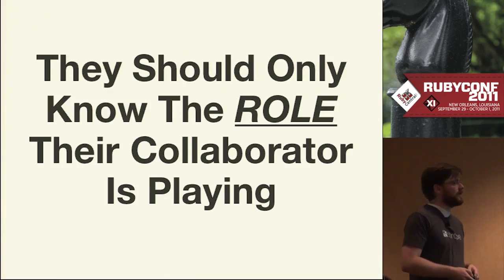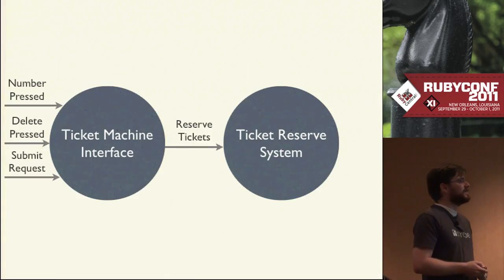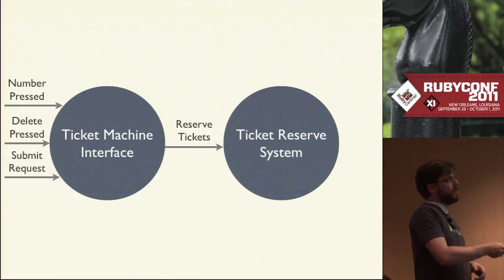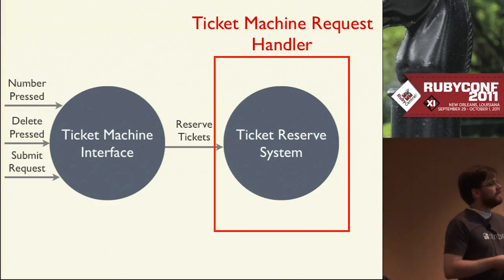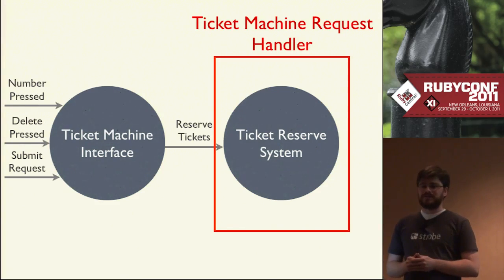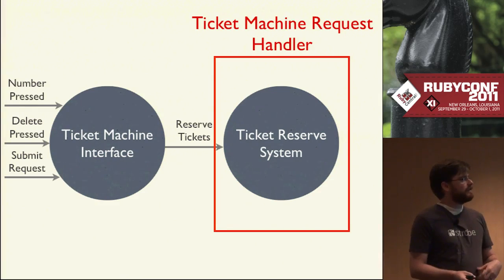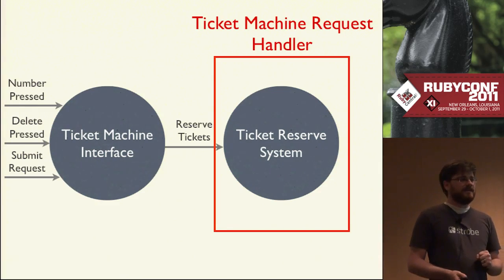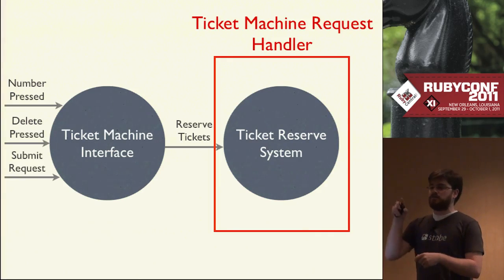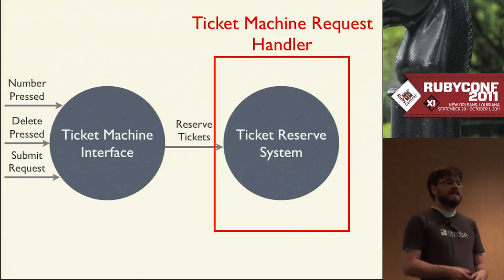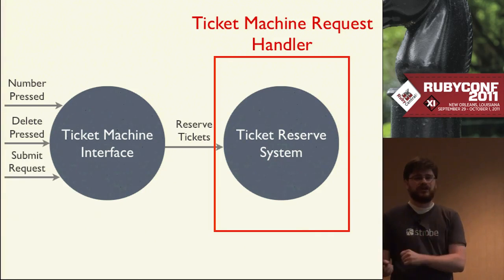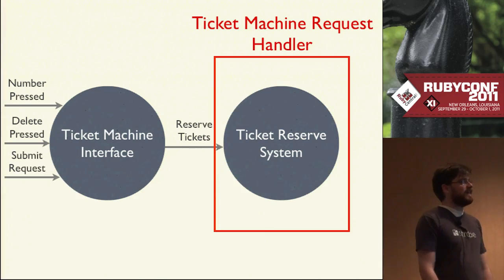So for example, in our ticket machine interface, the role on the right side that the ticket reserve system is playing is maybe called the ticket machine request handler. It handles requests from the ticket machine. The ticket machine doesn't need to know that it is particularly talking to a real ticket reserve system. And in fact, if you know that you're talking to a real ticket reserve system, you can't do something like this.